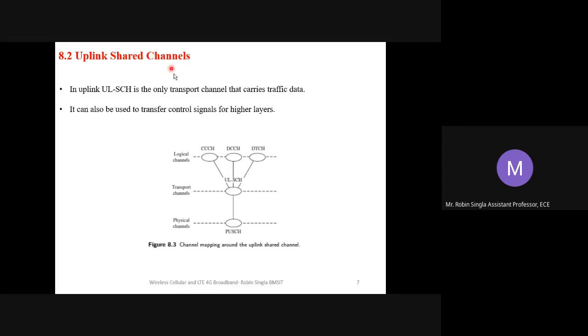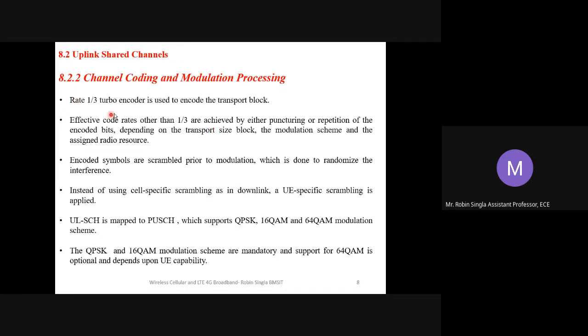Then uplink shared channel, how it is linked. Uplink shared channel, how it is mapped with the logical channel and physical channel. Common control channel, dedicated control channel, dedicated traffic channel is mapped to uplink shared channel, which is mapped to physical uplink shared channel. It uses 1 by 3 rate turbo encoder and modulation scheme QPSK, 16 QAM, which is mandatory, and 64 QAM, which is optional, depends on the UE capability.